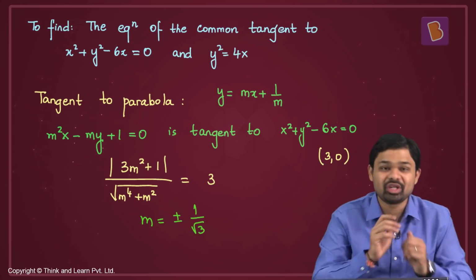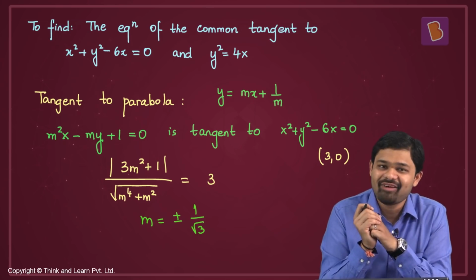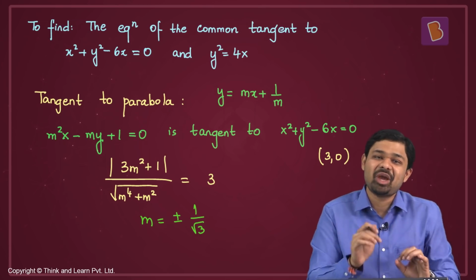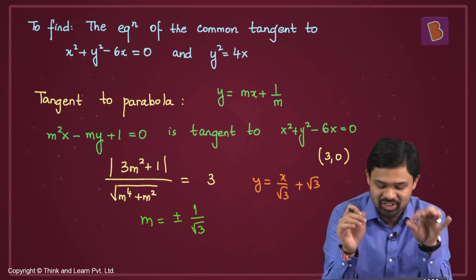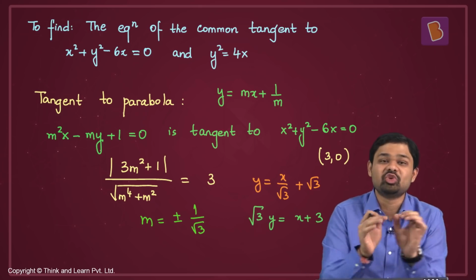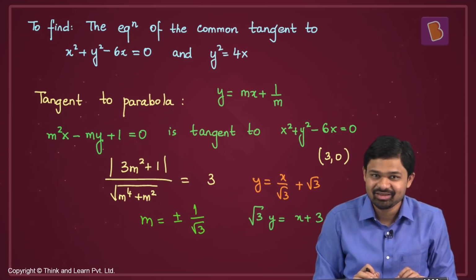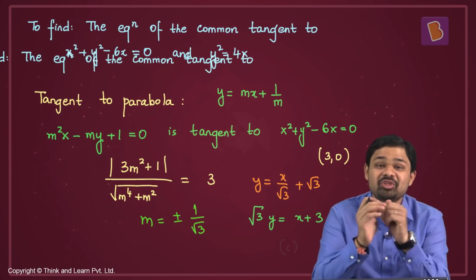divided by root 3. So now I'm going to first take m is equal to 1 divided by root 3, plug it in the equation of the tangent, and I get y is equal to x divided by root 3 plus root 3. Multiply throughout by root 3, I get root 3 y is equal to x plus 3. Isn't this one of the options given? Of course it is one of the options given, which is option C.